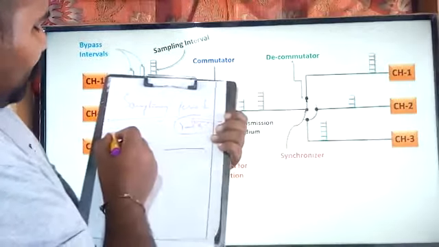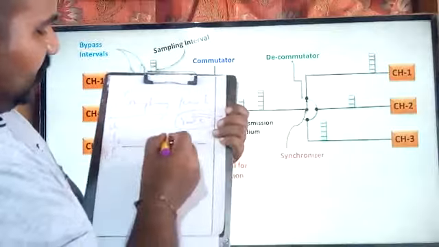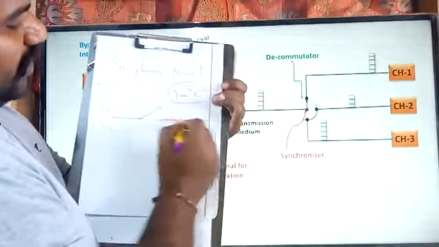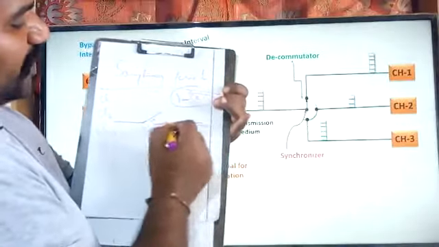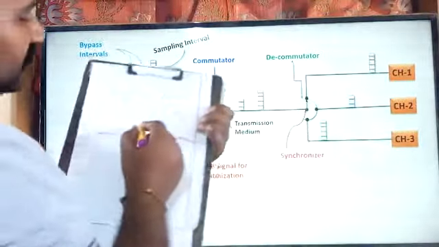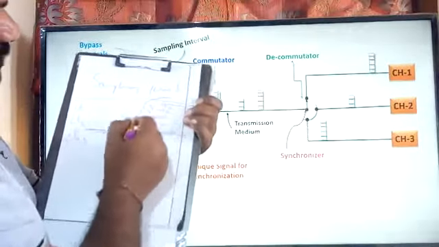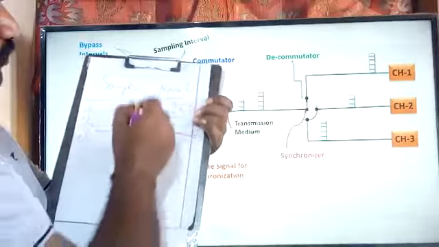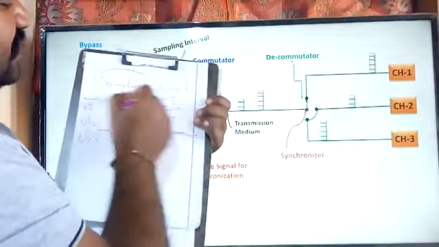So we have channel 1 information, channel 2 information, channel 3 information. These channels are going to be sampled, and the sampled signal is going to be passed to this wire, like this. So sampling is just like a switch. This switch is going to open, close, open, close, open, close. How fast this switch opens and closes depends purely on the sampling rate.